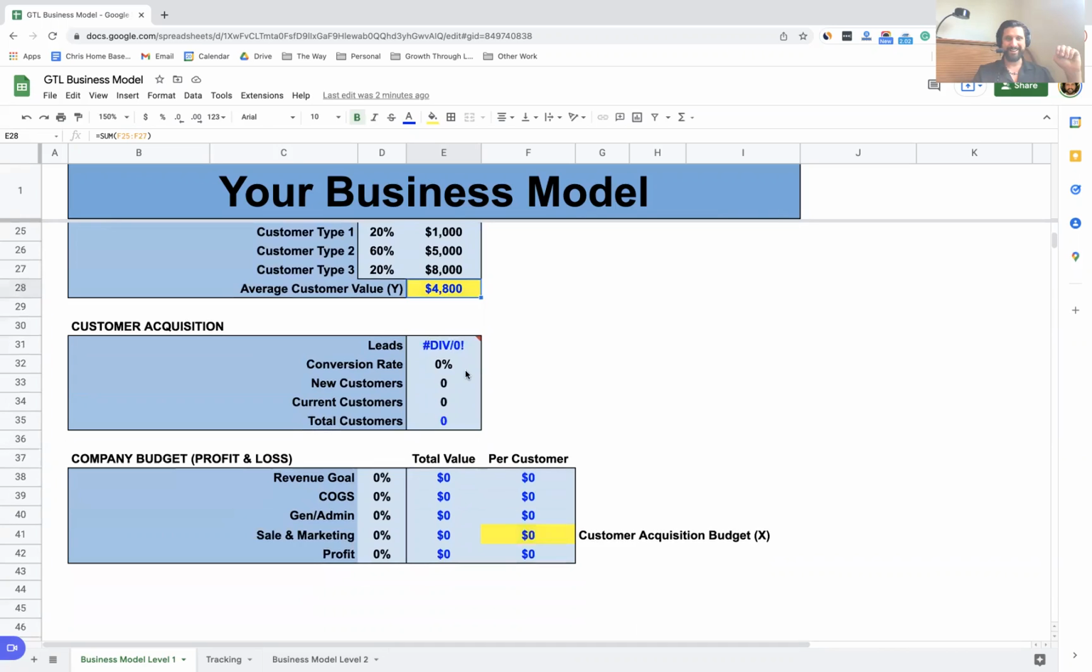So how much is our average customer worth? We just figured that out, $4,800. So we're just going to go up here and put $4,800. Perfect. Now, what's our revenue goal? Let's say our revenue goal is $1 million. Okay, 1 million. So that means this number, our revenue, needs to equal 1 million. So how many total customers do we need to get there?